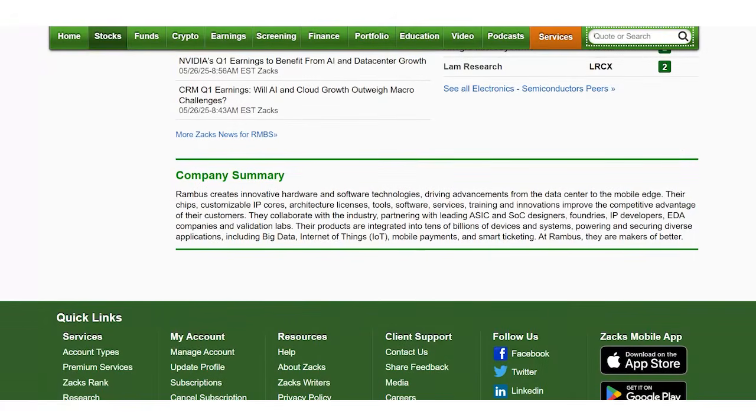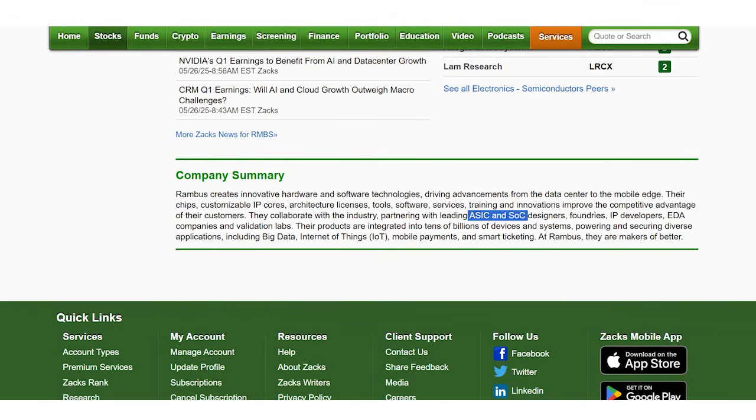Rambus, I believe, is semiconductors. Hardware, software, driving advancement, data center, mobile edge. Okay, so this is something else I like to look for, right? It's within a secular trend, right? Data centers. Data centers are key. It's the main piece of infrastructure for AI. That is another tailwind for a stock. Stock begins to get a premium multiple, premium valuation, momentum buying when this happens.